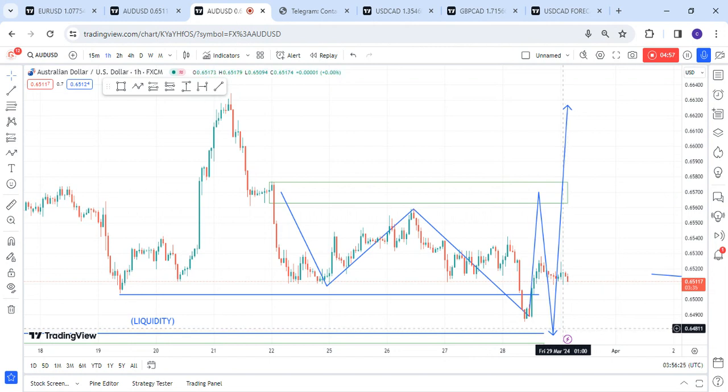So I'm using AUD USD to explain internal liquidity and external liquidity. In my next video, I will relate this with lower time frame analysis and higher time frame analysis.